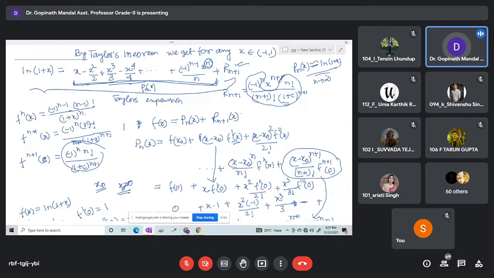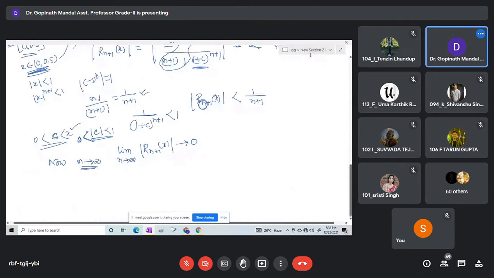So when n tends to infinity, that is, n is sufficiently large, the value of the nth Taylor polynomial Pnx will be approximately equal to the given function fx, as the remainder term Rnx tends to 0.